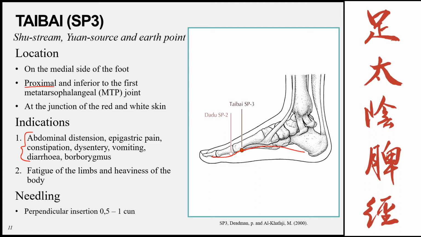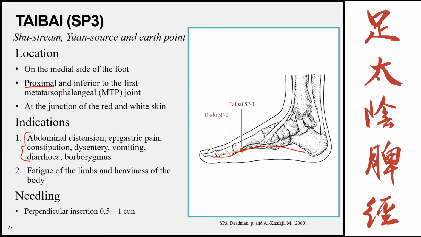Secondly, this point can be used for fatigue of the limbs and heaviness of the body. Why this point can be used for these two symptoms is down to the function of the spleen organ. If you think back to your theory lectures around the zang fu organ theory, can you remember what the constituent of the spleen is? The spleen's constituent is the muscles, and it's also the four limbs. So when we see fatigue of the four limbs, this usually indicates dysfunction of the spleen organ, as the spleen governs the limbs.